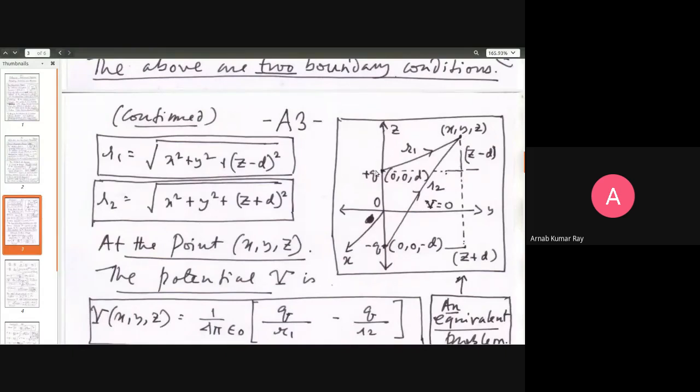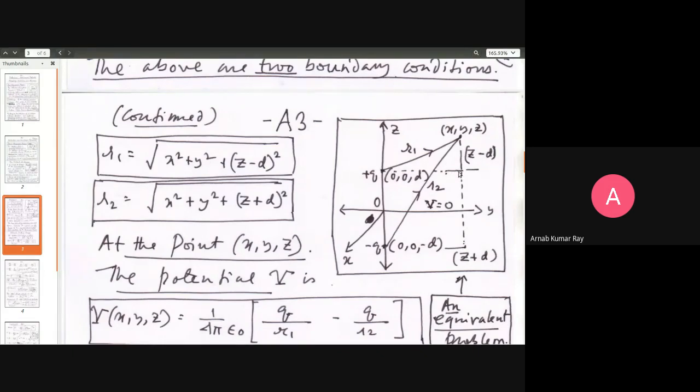Well, the first contribution comes from the charge plus q, from which the position of our study is given by the radial displacement vector r1. What is the value of the radial displacement? Remember, the reference point is the plus q charge. What will be the coordinates here? x, y, as it should be, and z. With respect to the origin, this height is z. But with respect to this charge plus q, this height is z minus d.